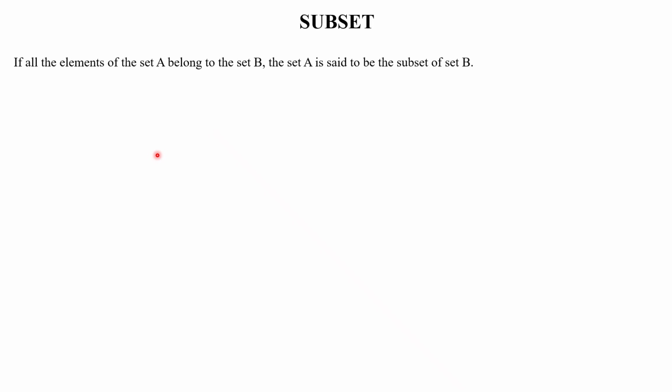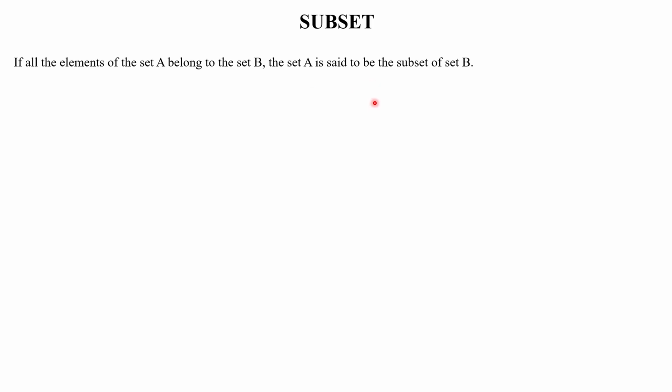Next is subset. We have covered exercise 1.1 all the questions. Now I am moving toward another exercise, but before that I will explain some of the concepts. So what is the meaning of subset? Subset means if all the elements of set A belong to set B, then set A is said to be the subset of set B.